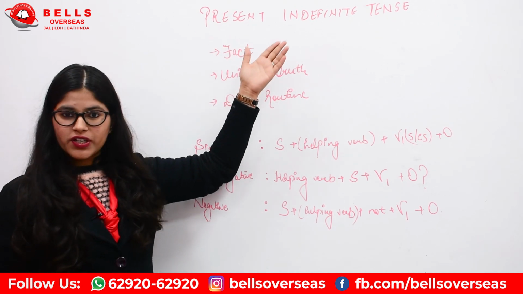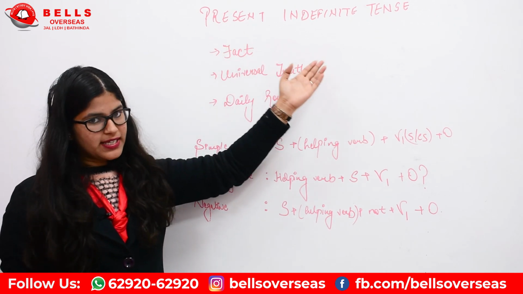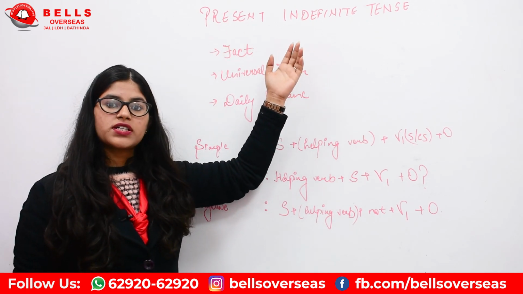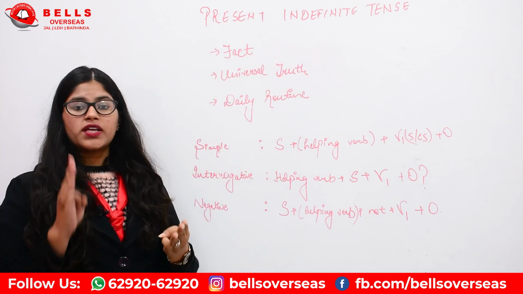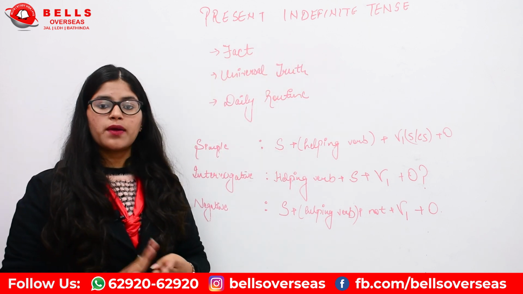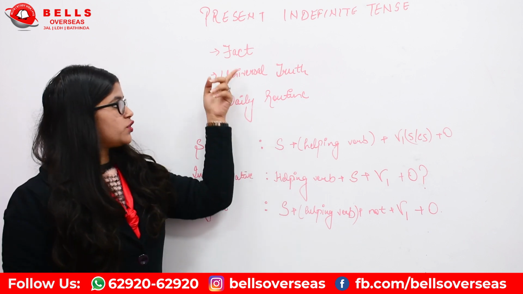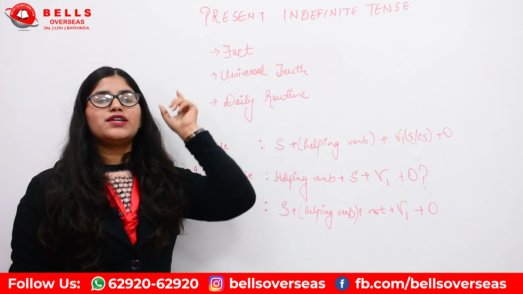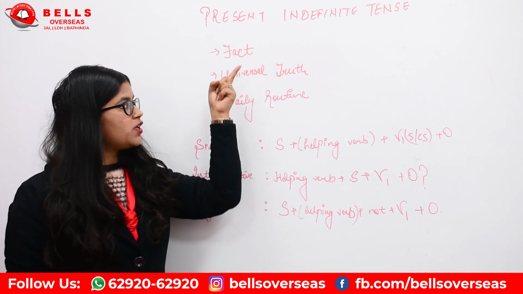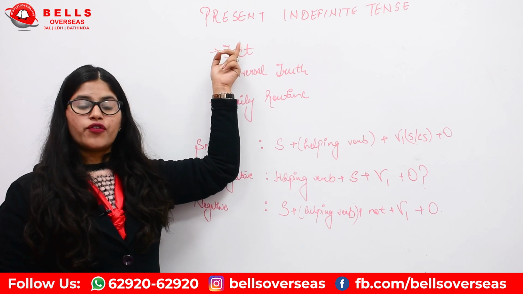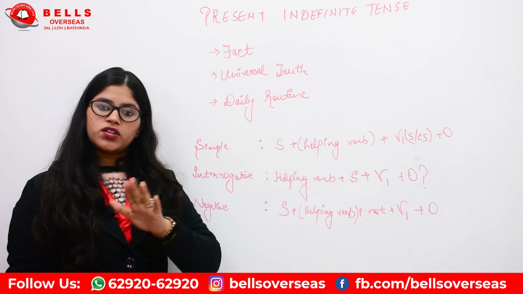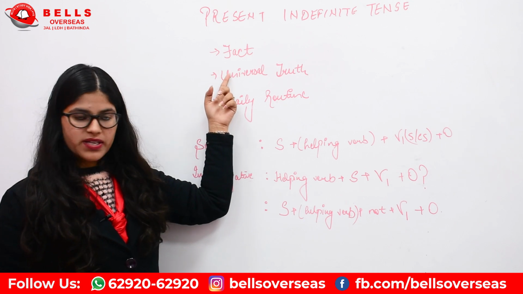Alright, so this is our first type of present tense, present indefinite tense, that is also called simple present tense. So there are three places where we use simple present tense. First of all, fact. To present any fact or figure, we use simple present tense. For example, India is a country. Now that's a fact. Here we use simple present tense.